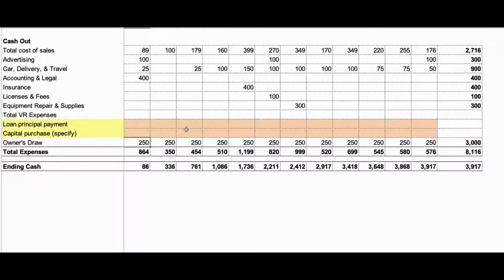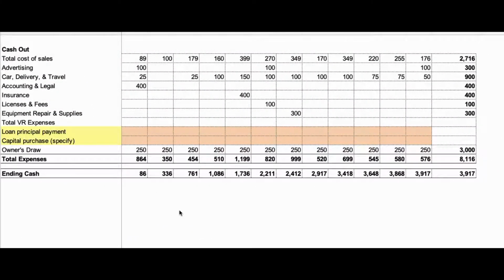So in Stephen's spreadsheet, because he's decided that he's going to draw $250 a month out of the business every month, we see that as a standard expense in every month of the year all the way across, for a $3,000 total owner's draw in year one of business.